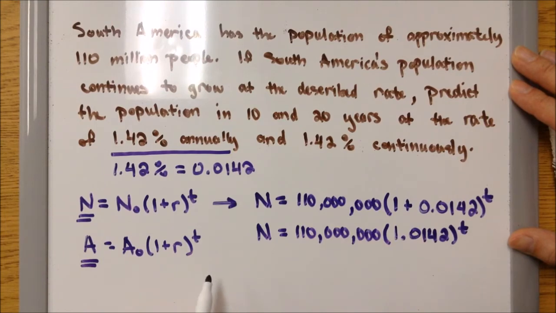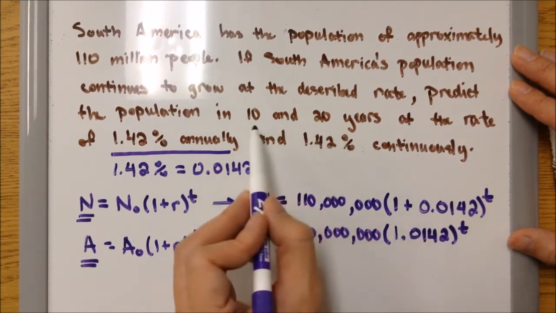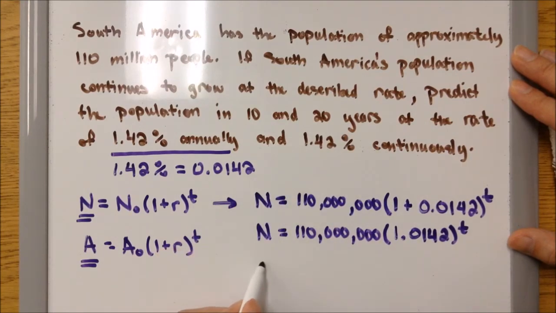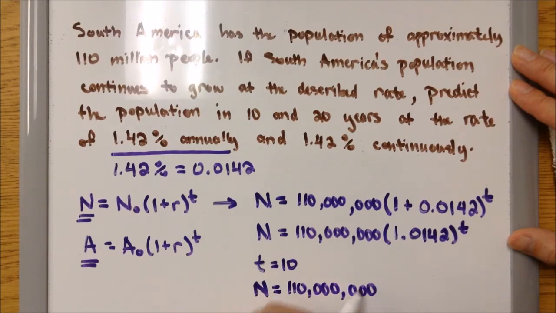Alright. It asks you, predict the population when it's at 10 and 20 years. So when t, that's time, is 10 years, our formula is N equals 110 million times 1.0142 to the 10th power. So that's all you have to do.